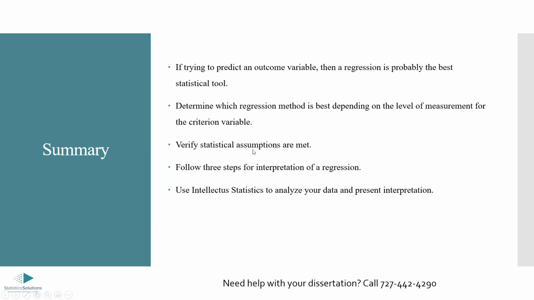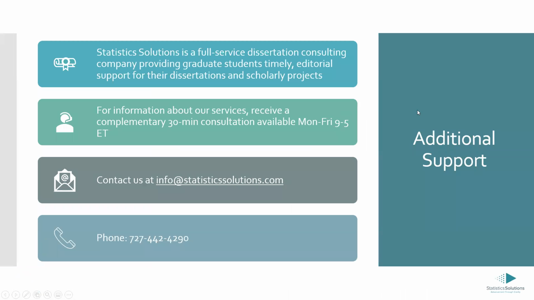Then you want to verify that your assumptions are met, and then follow the 3 steps for interpretation. You look at the omnibus test, and you interpret the R² value. And if you have a significant omnibus test, you interpret each predictor on its own. And you can use Intellectus Statistics or SPSS or Stata. There are many software packages you can use to run the model. So that covers the webinar.